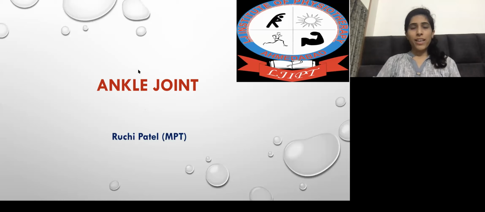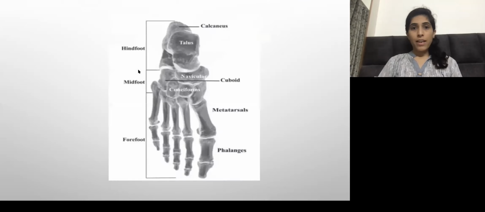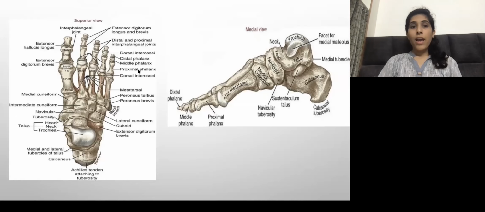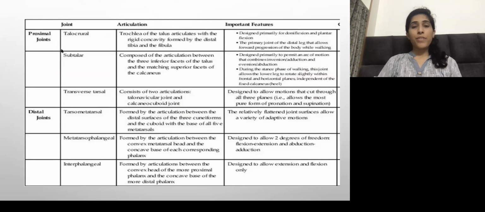Today I am going to take the second year topic, that is the ankle joint. In the previous lecture, we studied the brief idea of the ankle and foot complex. In that, we studied the tarsal bones, the metatarsal bones, and which joints are present. The different joints are the talocrural joint, subtalar joint, transverse tarsal joint, tarsometatarsal joint, metatarsophalangeal joint, and interphalangeal joints.